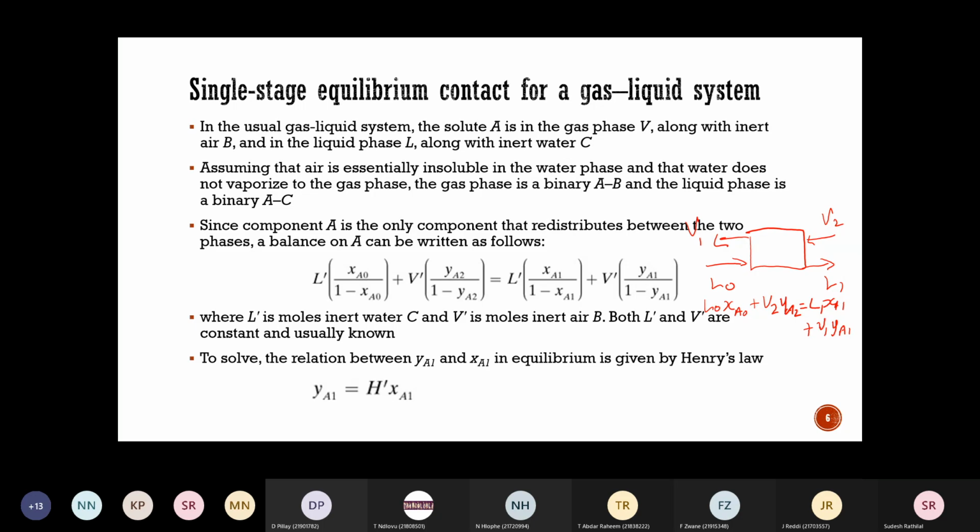We're rewriting this balance in terms of inert values. So we define two new terms, L prime and V prime. What is L prime and V prime? L prime is the moles of inert water, component C, and V prime is the moles of inert B. Both L prime and V prime are constant and are usually known. So these are constant values.